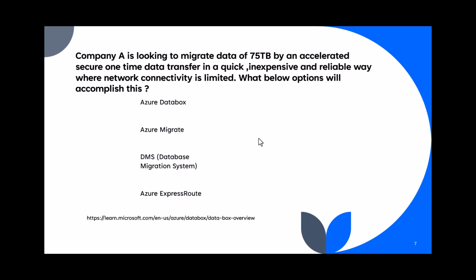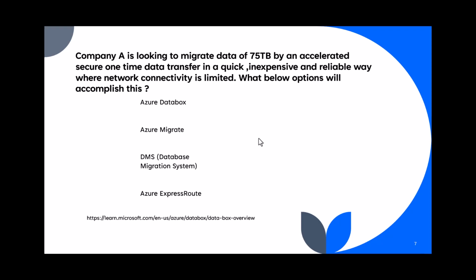Question number 7. Company A is looking to migrate data of 75 terabytes by an accelerated, secure, one-time data transfer in a quick, inexpensive and reliable way where network connectivity is limited. What below options will accomplish this? So it's saying that it's a large data, around 75 terabytes, and the network connectivity is limited. It doesn't have much good network connectivity, like ExpressRoute or anything like that. So what options can actually accomplish this?